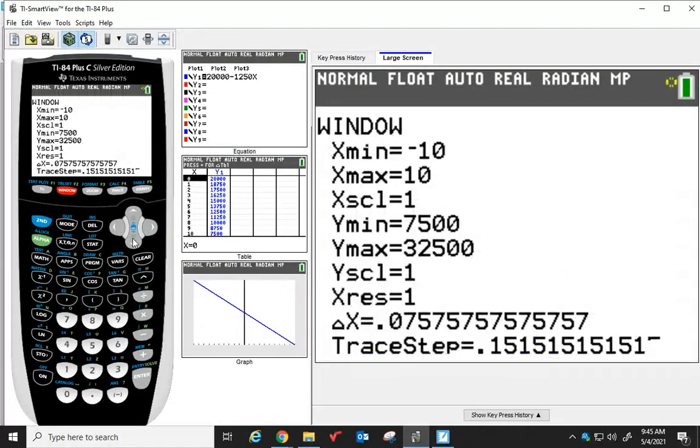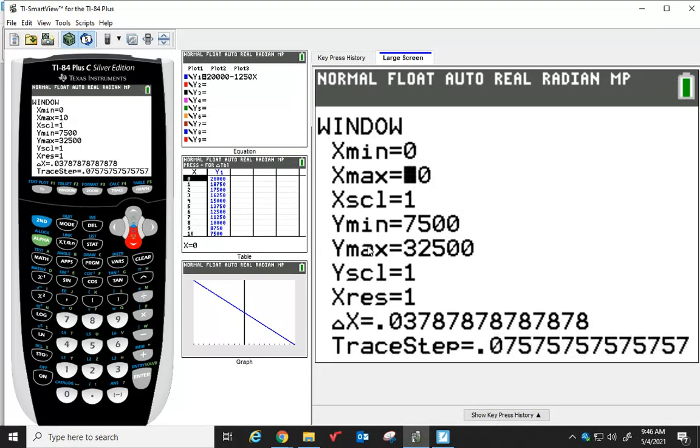So I'm going to go to Window. Now, x min means what's your minimum x value. The variable we're talking about is not x, it's time. So time can't be negative. So let's make our minimum x value 0. The x maximum is 10. So we identified that's where it's going to hit the x, that's where the x-intercept is going to be.